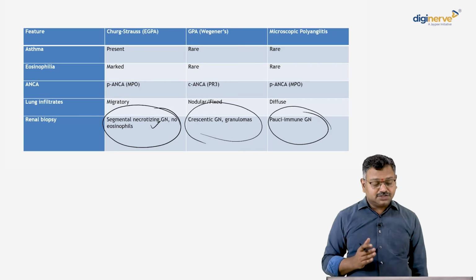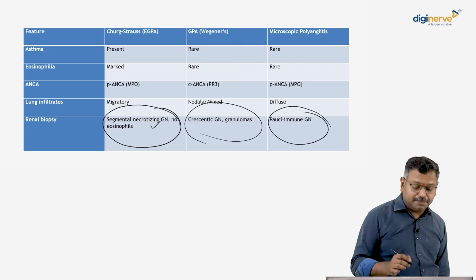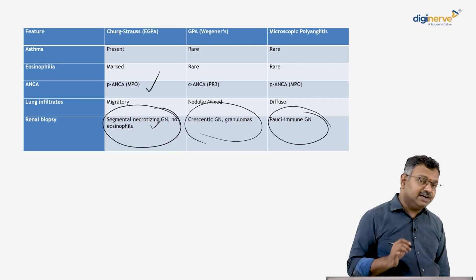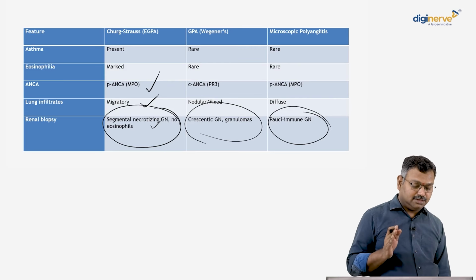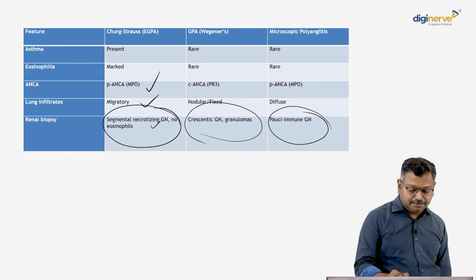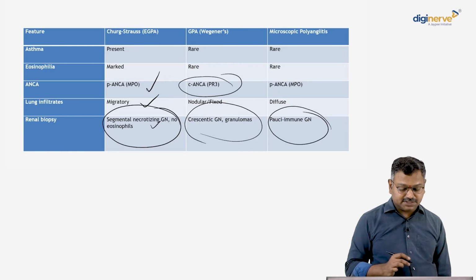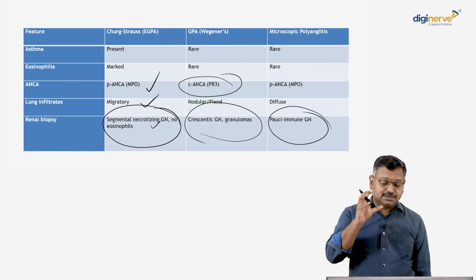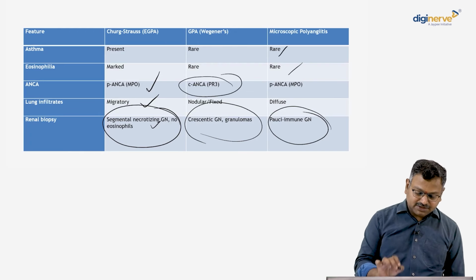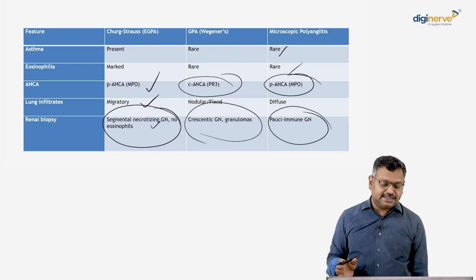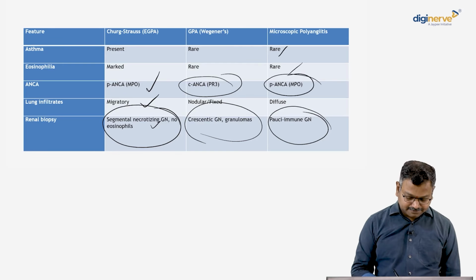So Churg-Strauss: asthma, eosinophilia, P-ANCA positivity, lung infiltrates are migratory. Wegener's: no asthma, no eosinophilia, C-ANCA, that is PR3 positive, and fixed granulomas, cavities. Microscopic polyangiitis: asthma and eosinophilia are rare. Again it is P-ANCA positive and you find diffuse changes in the lung that you see there.